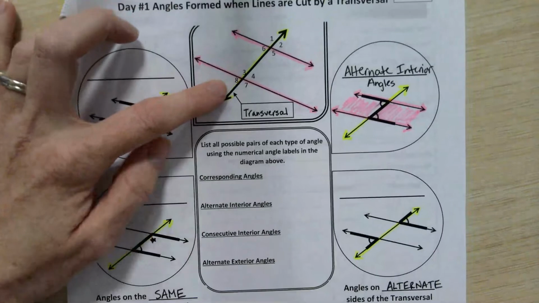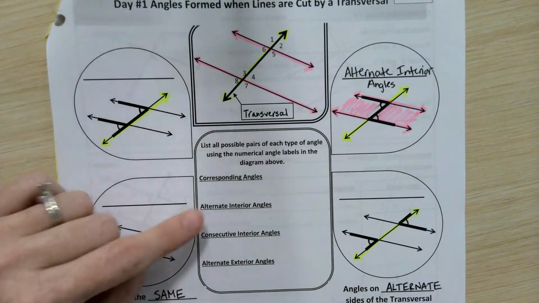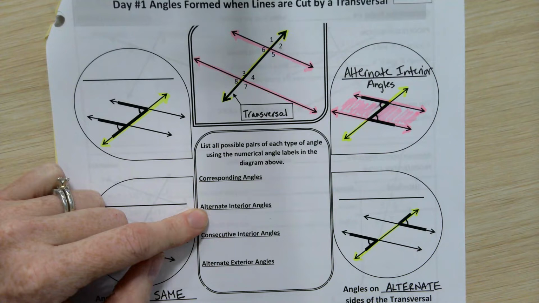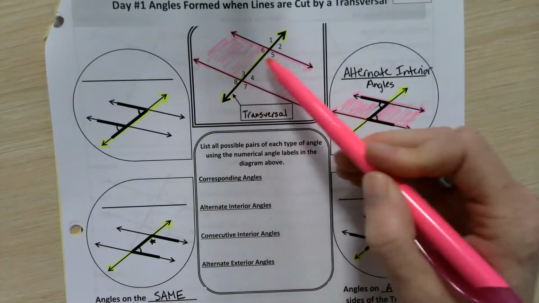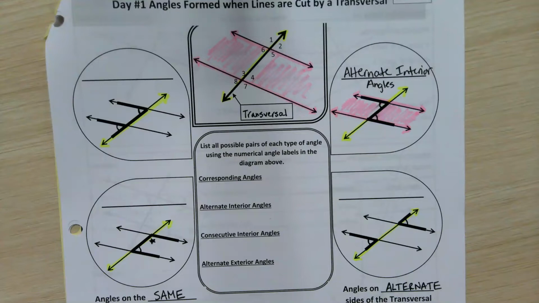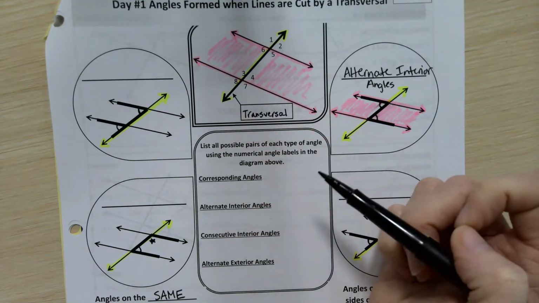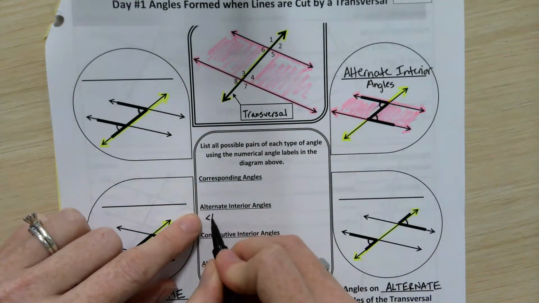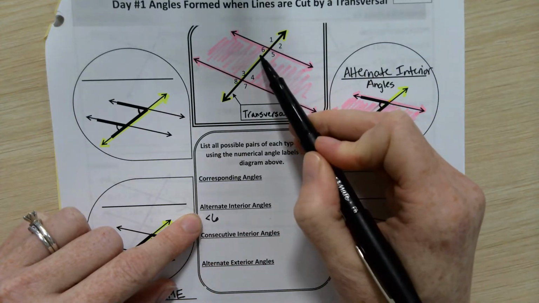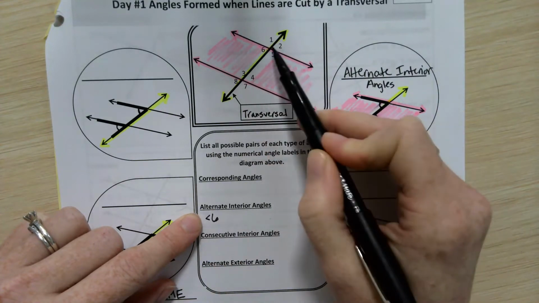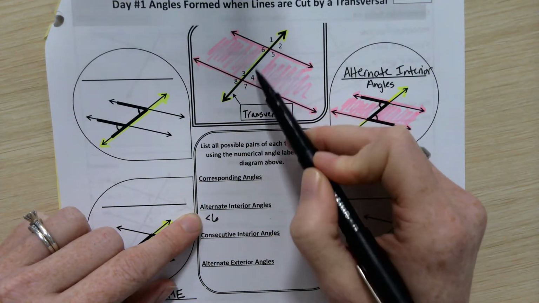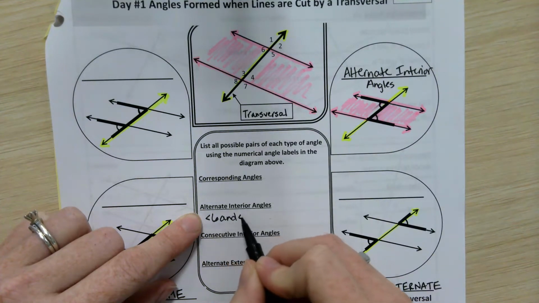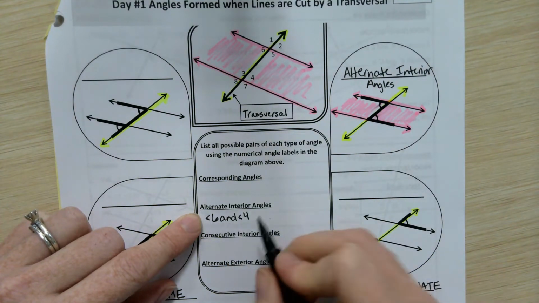So if we pop back up to our original diagram and we're trying to list some possible pairs of alternate interior angles, we would want to make sure that we're sticking with angles that are in this interior space. Okay, so our options are going to be 6, 5, 3, and 4. So if I start with angle 6, that's up here on this pink highlighted line. I need to follow my transversal down, but then go to the alternate side. So angle 6 and angle 4 would be an example of alternate interior angles.